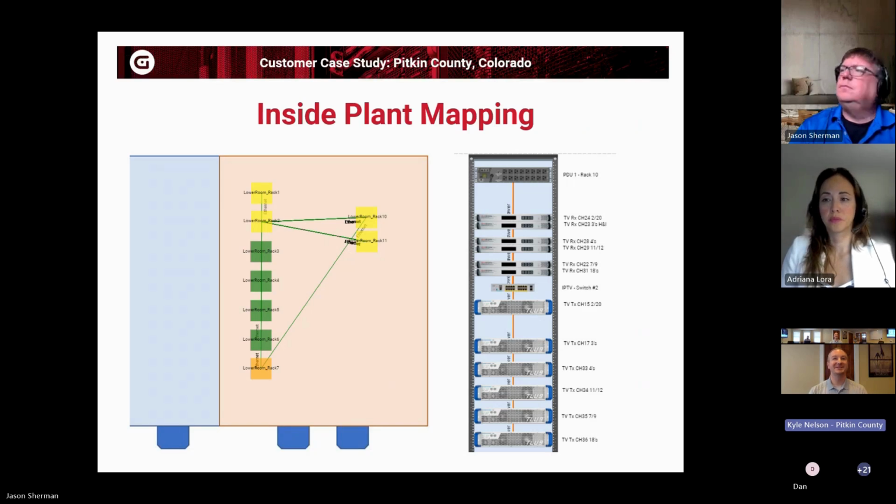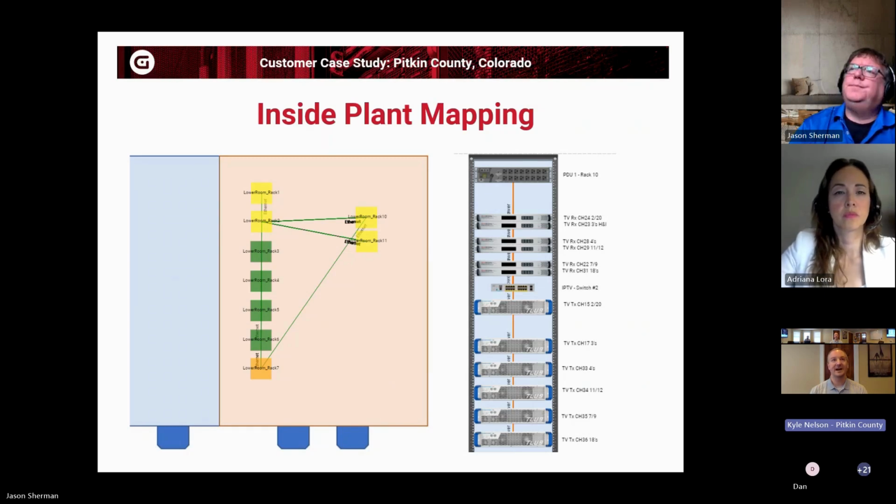Awesome. Thanks, Jason. To start with, we initially started on inside plant mapping, or within structures. This is how we chose to lay this out. I'm not saying this is necessarily the best or most appropriate approach, but it's what made sense for us at the time that we were rolling this out at scale across our many sites.